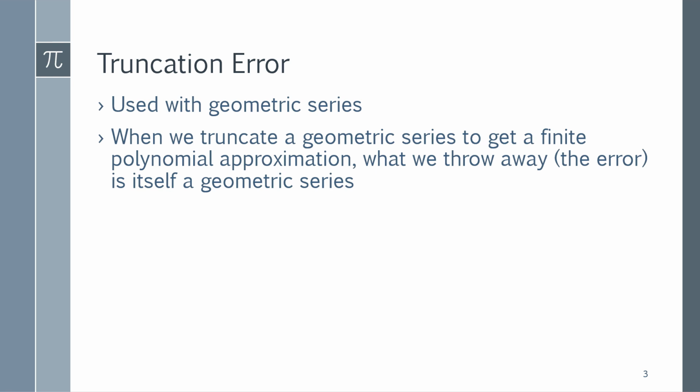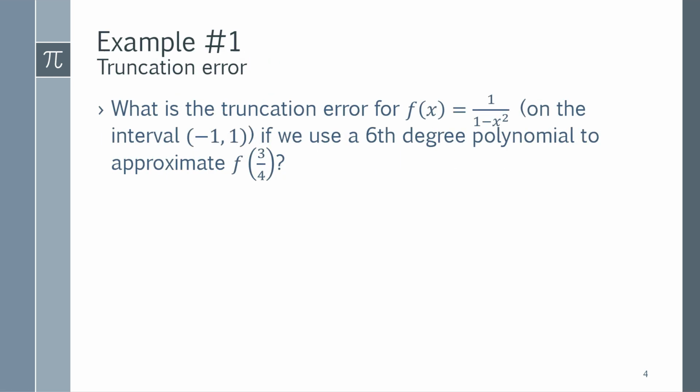Bounded meaning that we say, hey, I don't know what my error is exactly, but the absolute value of the error is less than this given value. But with truncation error, we can actually find the error exactly. And it's easiest to describe with an example.